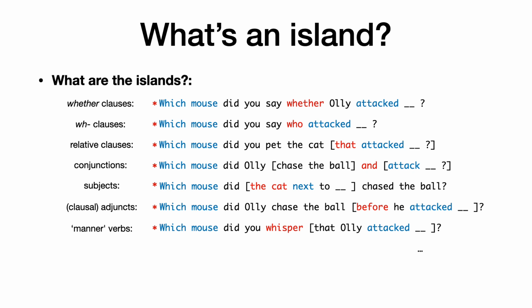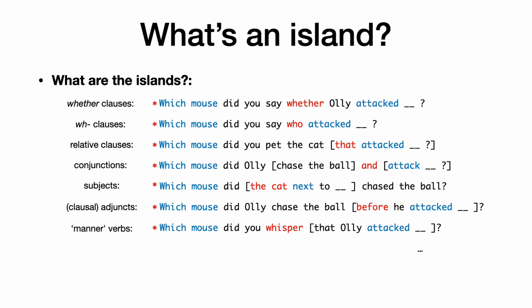I should also mention that factive verbs, so verbs that kind of presuppose the truth of their complement, also sound kind of funny to move out of. So if you say something like, which mouse did you whisper that Ollie attacked? That most of the time sounds a little bizarre. This one's a little bit more malleable, and that's kind of an interesting thing to comment on. But that is a little unusual.